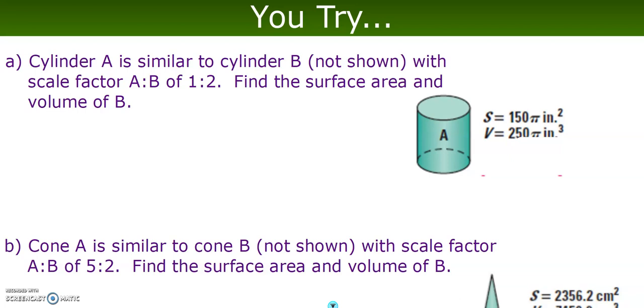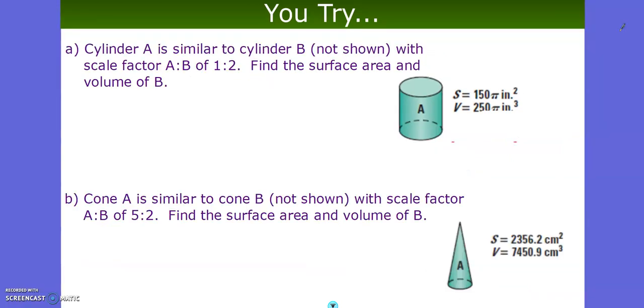We'll take a look at some similar solids and how they work. Cylinder A is similar to cylinder B, which isn't shown. It has a scale factor of 1 to 2. Find the surface area and volume of B. So one thing I know is that my scale factor is 1 to 2. That's great. This is my cylinder A, that's the first cylinder, and then cylinder B isn't shown in my picture.